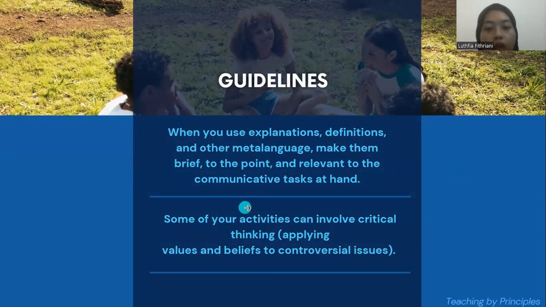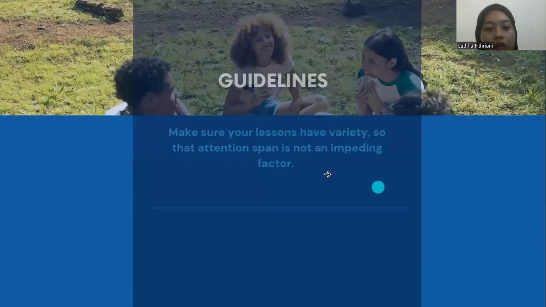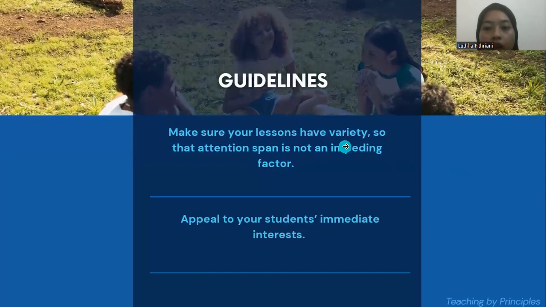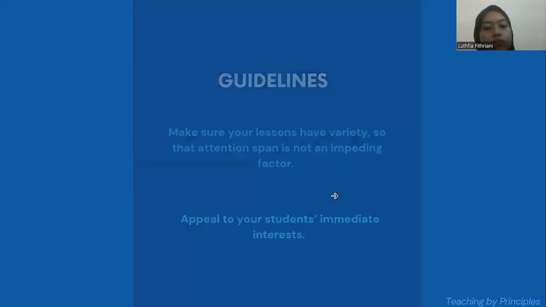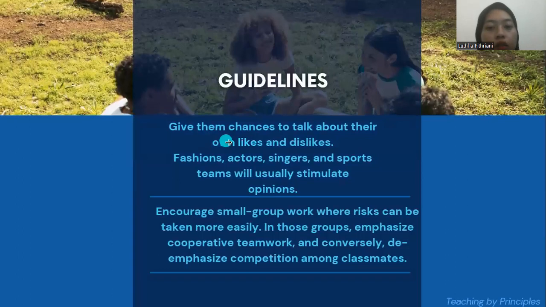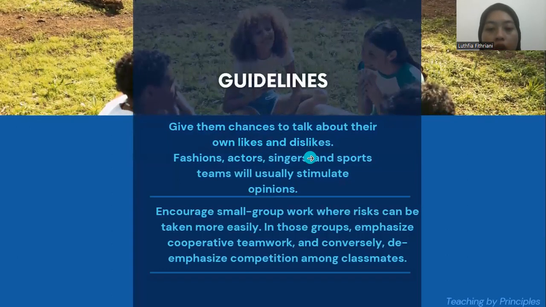Second, some of your activities can involve critical thinking by applying values and beliefs to controversial issues. Third, make sure your lesson has variety so that attention span is not an impeding factor. Fourth, appeal to your students' immediate interests. Fifth, give the students a chance to talk about their own likes and dislikes. For example, fashion, actors, singers, and sports teams will usually stimulate opinion.